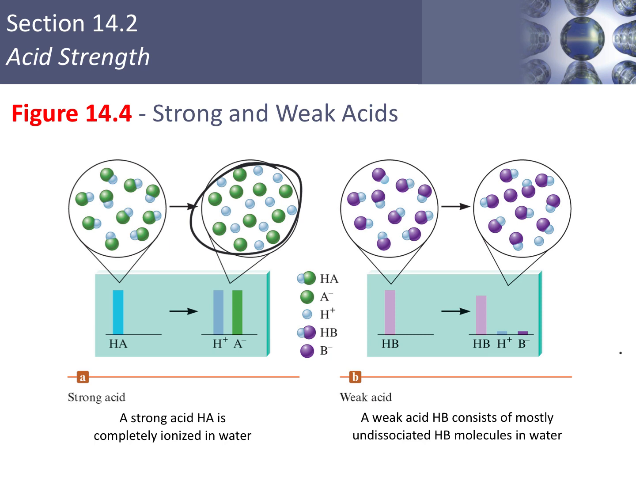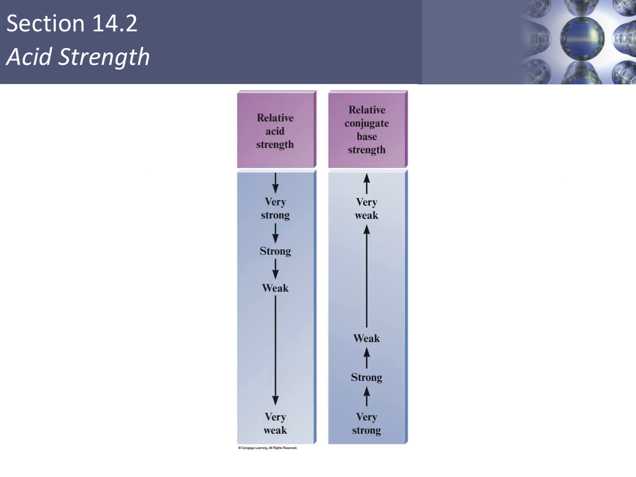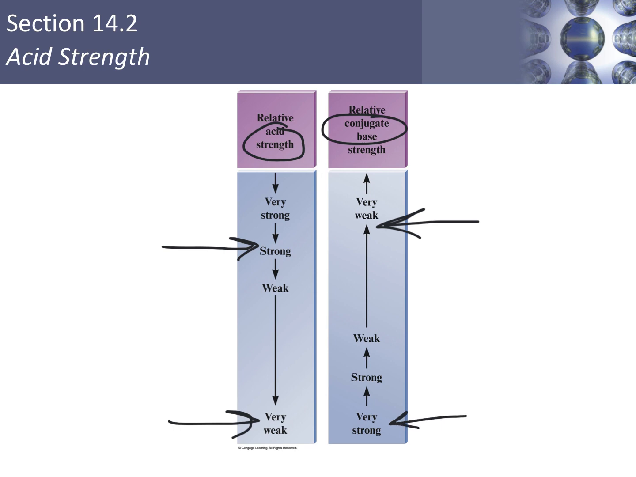However, with a weak acid, like shown on the right, we have just one molecule that has dissociated, and we get very little ionization. We can definitely think about this being a reversible reaction where the ions can go back and reform the reactant molecules. In this diagram, we see the relationship between acid strength and the strength of its conjugate base. The stronger the acid, the weaker the conjugate base. The weaker the acid, the stronger the conjugate base.